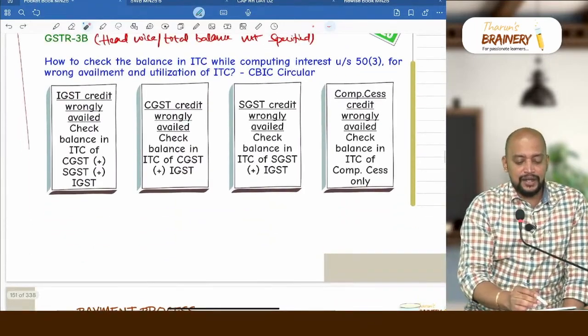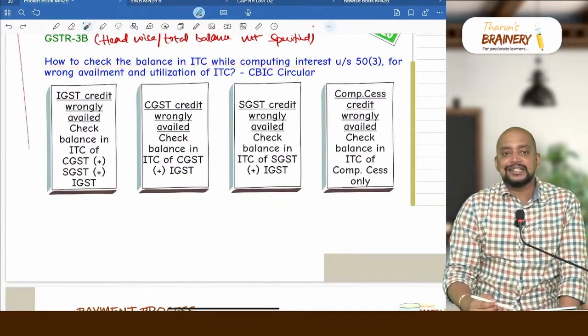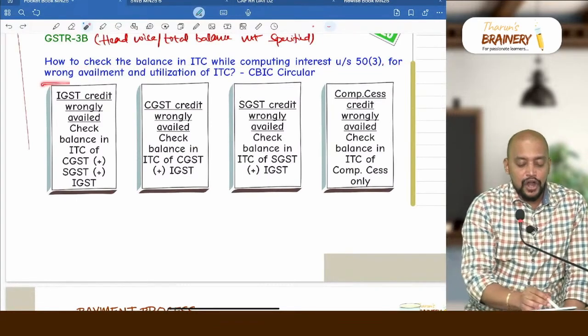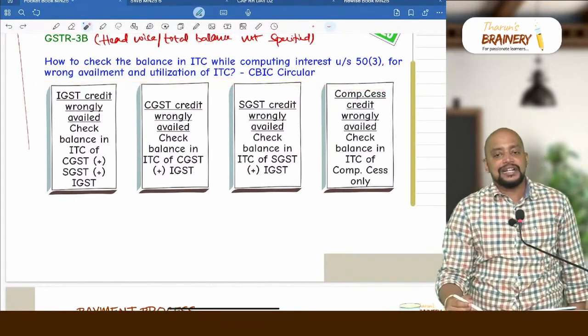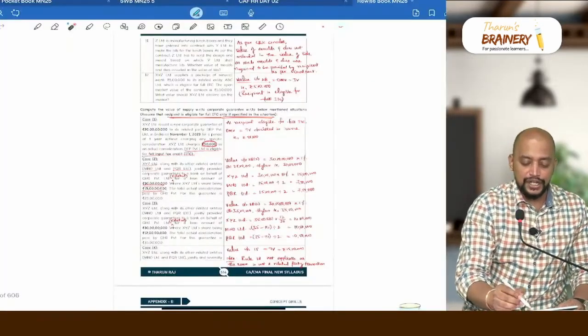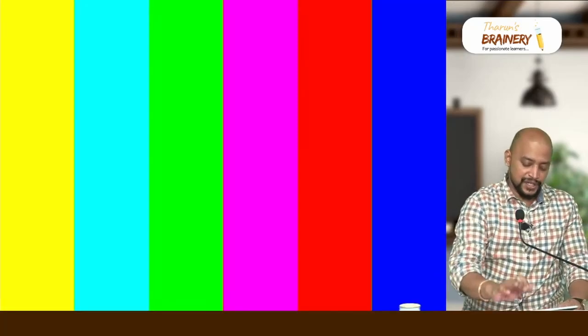Then next one: how to check the balance in ITC while computing interest under section 50 subsection 3 for wrong availment and utilization of ITC. That is, sir, headwise should we see the balance again or total we need to take? So look into this question.